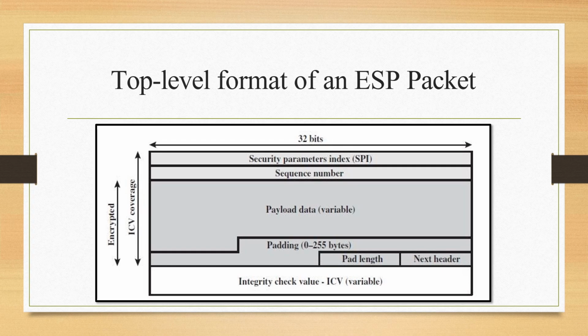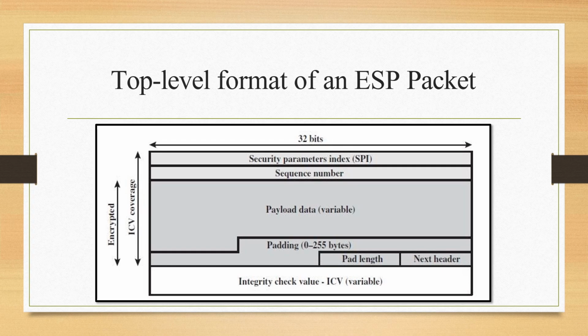This figure shows the top-level format of an ESP packet. It contains the following fields. First one is the security parameter index. This is a 32-bit identifier of the security association. The next field is called the sequence number. This is also 32 bits, a monotonically increasing counter value. This provides an anti-replay function. The next field is called the payload, and this is variable length. This is a transport-level segment or an IP packet that is protected by encryption.